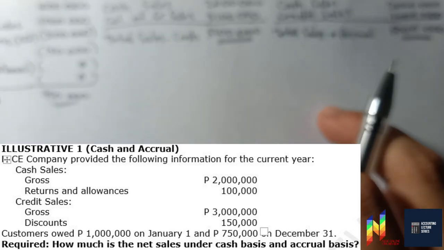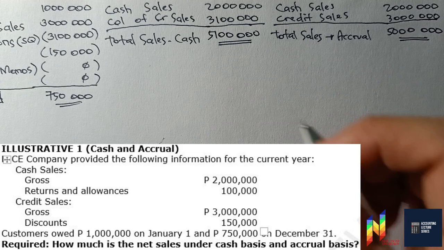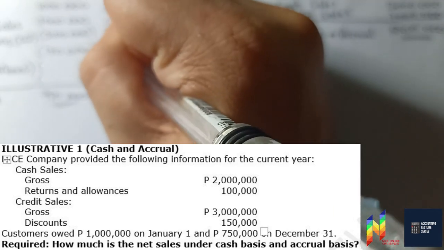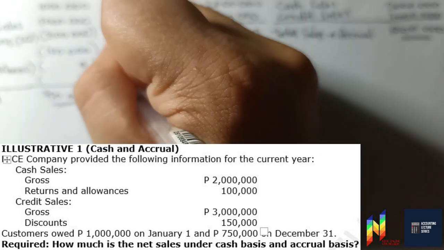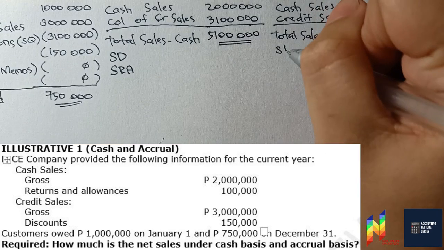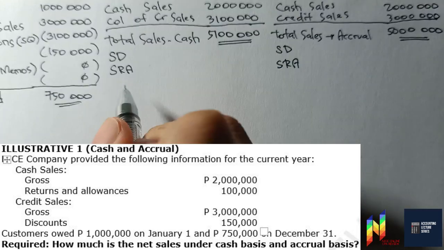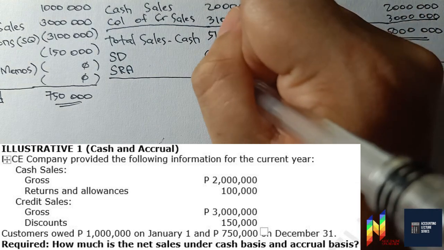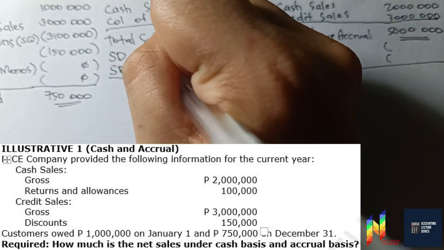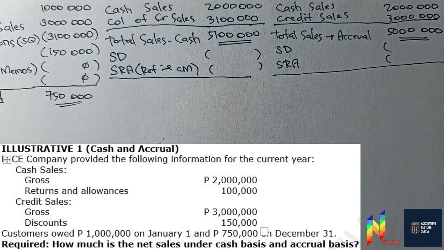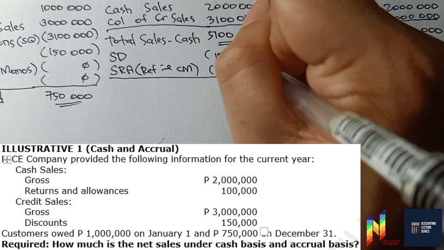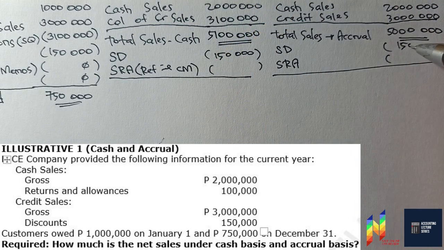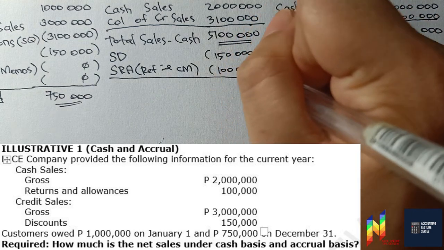Why? Because ang tinatanong dito is yung net sales. So, since net sales ang tinatanong, we just have to deduct the sales discount and the sales returns and allowances. And this time, gaya ng napag-usapan natin sa past video, yung SRA na binabawas natin will be both the SRA coming from the refunds and credit memos. Right? So, sales discount is 150,000 while sales returns and allowances is equal to 100,000. So, minus 150,000 and minus 100,000.